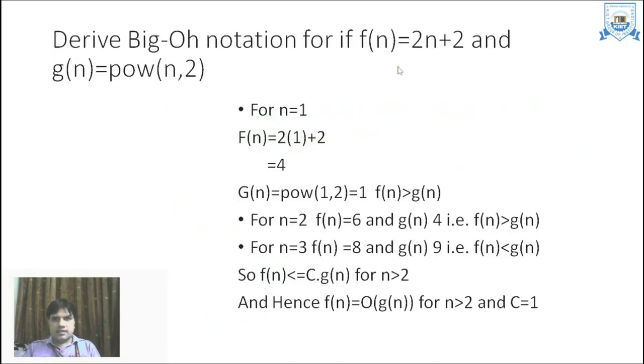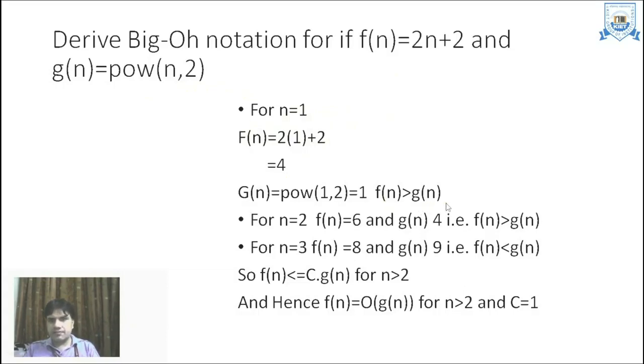Another example is f(n) given to be 2n plus 2 and g(n) is n square. Can we say that f(n) is big O of g(n), like g(n) covers this function f(n)? In that case, we'll take the values of 2n plus 2 and n square for some values of n, one by one. If we assume n is equal to 1, f(n) would be 2 into 1 plus 2, that is 4, and g(n) would be 1 square, that is 1.